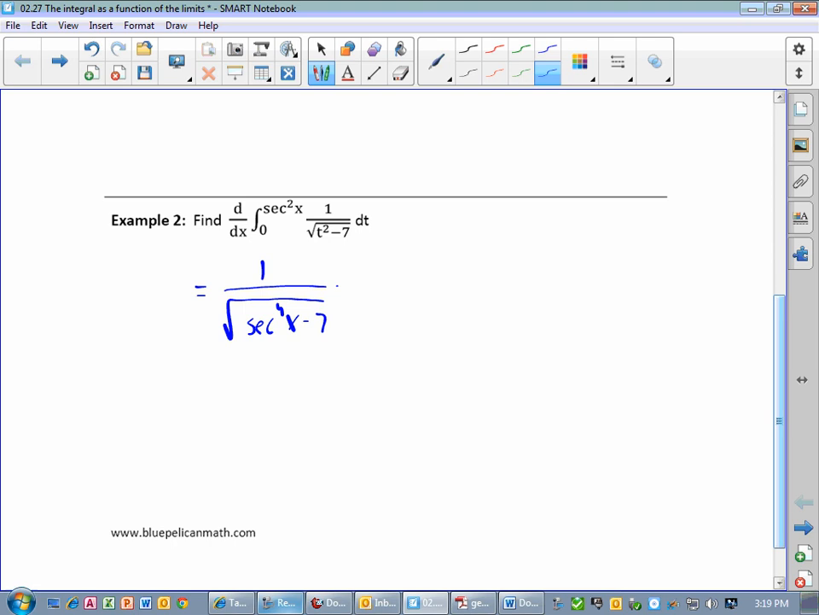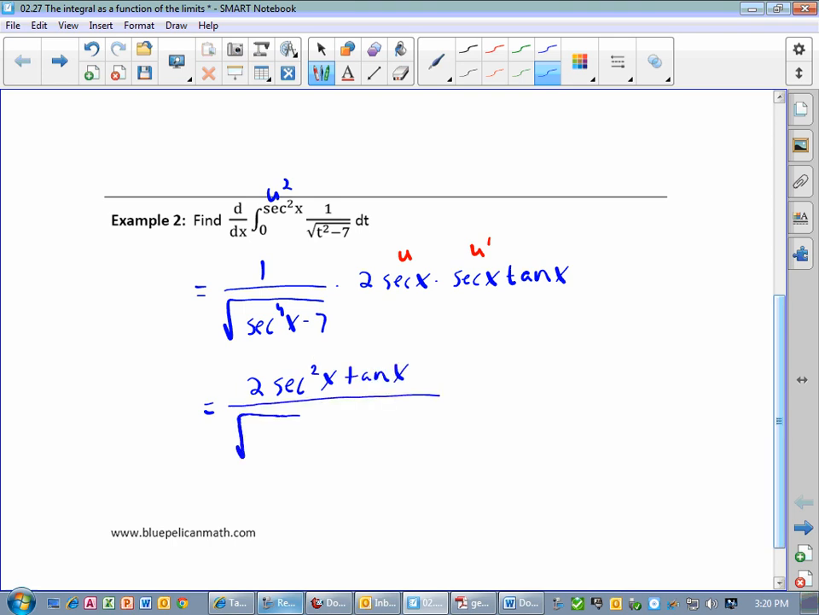Now for the derivative of secant squared, we have to use the chain rule. This is like u squared. The derivative of u squared would be 2u, so we have 2 secant of x, times the derivative of u, which would be secant x tan x. So we've got 2u times u prime. And so we can rewrite this as one term: 2 secant squared x tan x over the square root of secant to the 4th x minus 7.